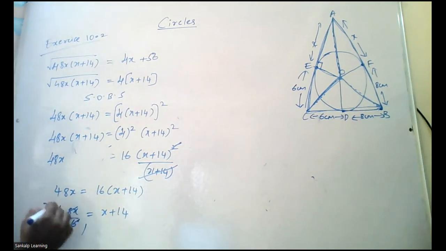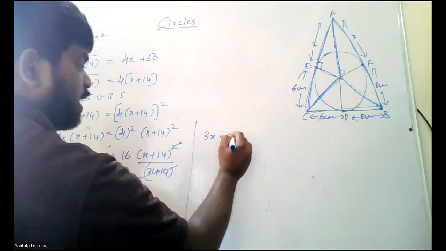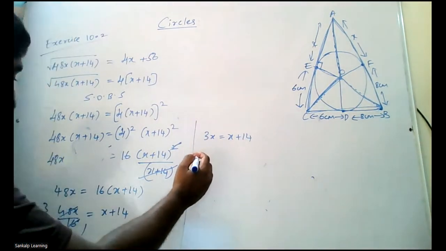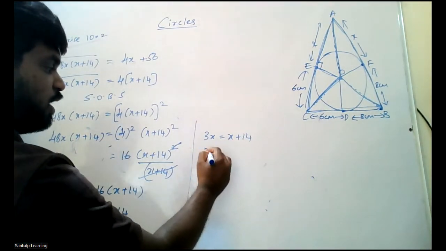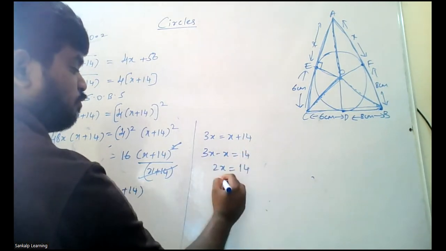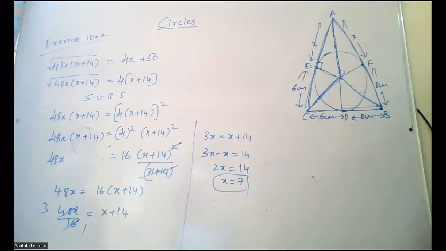16 ones are 16, 16 threes are 48. So it will become 3x. So 3x is equal to x plus 14. Therefore, 3x minus x is equal to 14, which implies 2x is equal to 14. Therefore, x is 7. You got the value of x as 7.